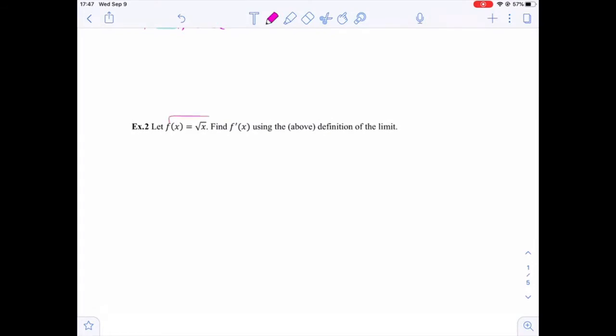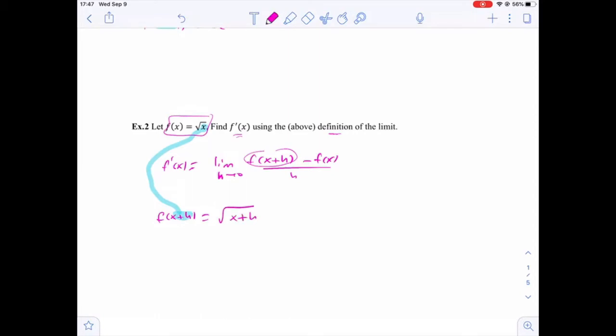Here the function is the square root of x. We want to find the derivative using the definition. So f prime of x equals the limit of f of x plus h minus f of x all over h, as h approaches 0. Now we want to find this. What is f of x plus h? We just plug this expression here, so we get square root of x plus h. So this becomes the limit as h approaches 0 of square root of x plus h minus, what is f of x? f of x is the original function, square root of x, all over the denominator, which is h.